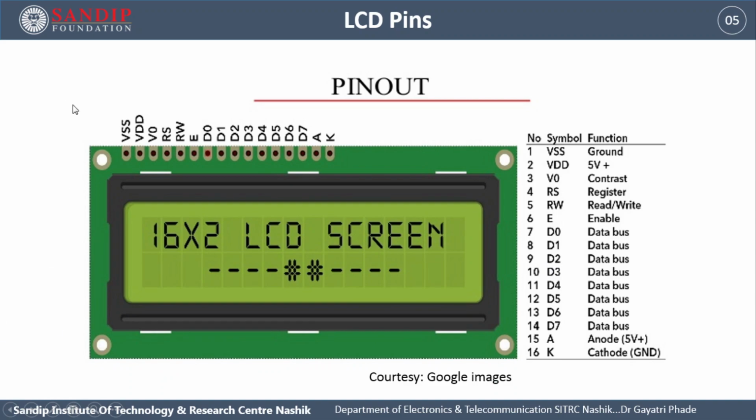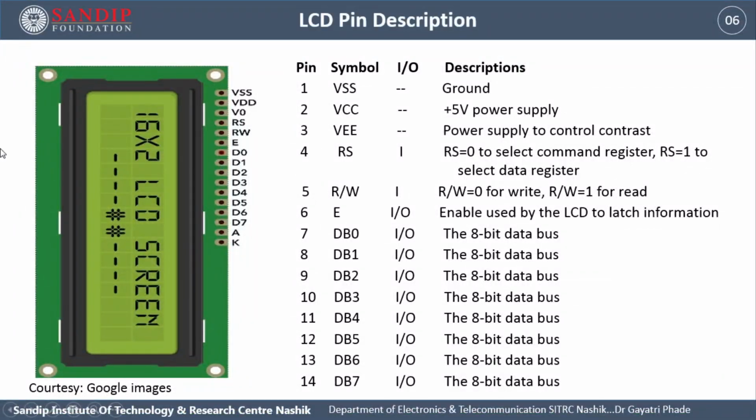Why 16? Let us count: 1, 2, 3, 4, 5, 6, 7, 8, 9, 10, 11, 12, 13, 14, 15, 16. So there are 16 characters per line and there are 2 lines, hence it is called the 16 by 2 LCD. Let us see the pin function of the LCD. Here are the pins of the LCD.